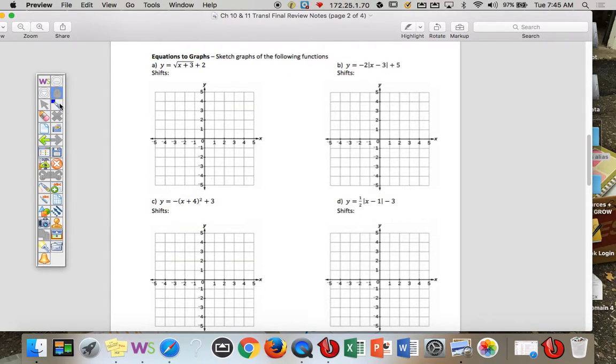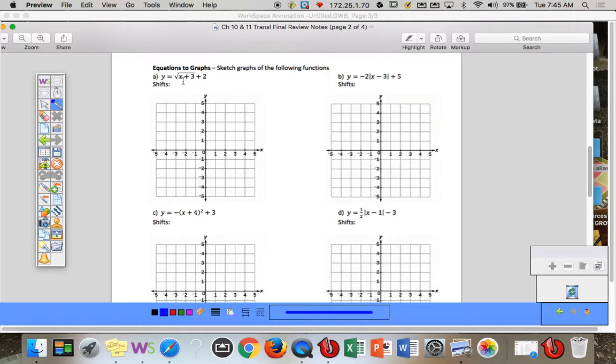So it's a square root function which starts at 0, 0, but then plus 3 would be to the left 3 and up 2. So left 3, up 2. Here's a sketch of that function.